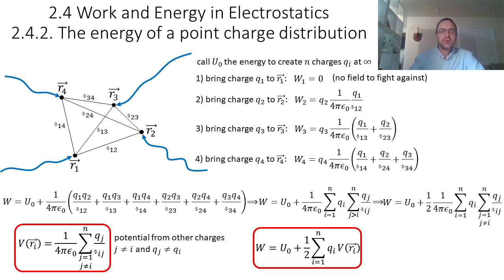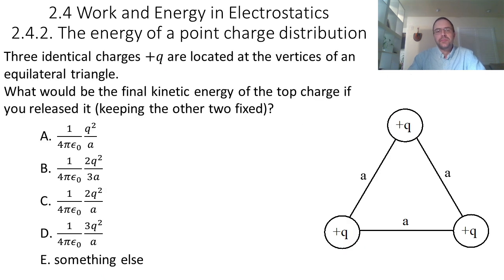Now, before we move on to continuous charge distribution, I have a question for you. First, consider 3 identical charges plus Q located at the vertices of an equilateral triangle. So all the charges are plus Q, so they repel each other. And if we let one go away, how much energy will it have? What would be the final kinetic energy of the top charge if you released it while keeping the other two fixed?